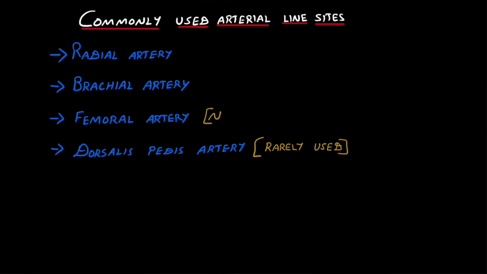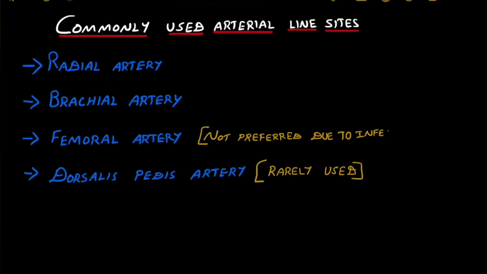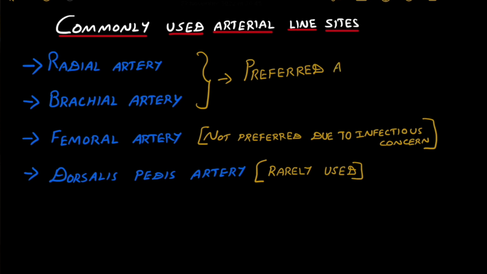And also doctors try to avoid the femoral artery as much as possible because of infection reasons. Since it is located very near to the perineal area, there's a high chance of getting infection. Therefore, doctors always prefer to insert arterial line either in the radial or in the brachial.